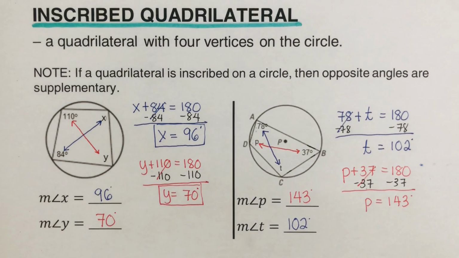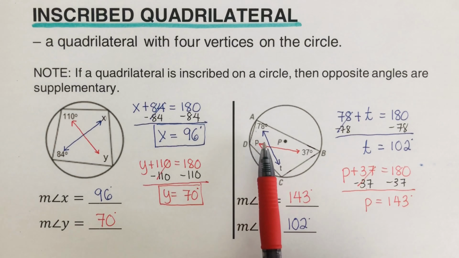One way to check if we got our answers correct is to add them all up. If I have 78 plus 37 plus 102 plus 143, the sum of all 4 should be 360 degrees. If they don't come out to 360, you need to check your work. You probably missed something somewhere. Did you get the same answers as this? Good. Perfect. Now let's move on to the next example.